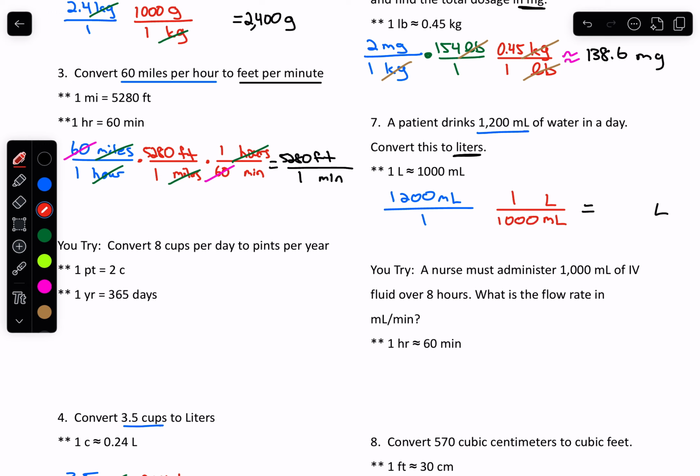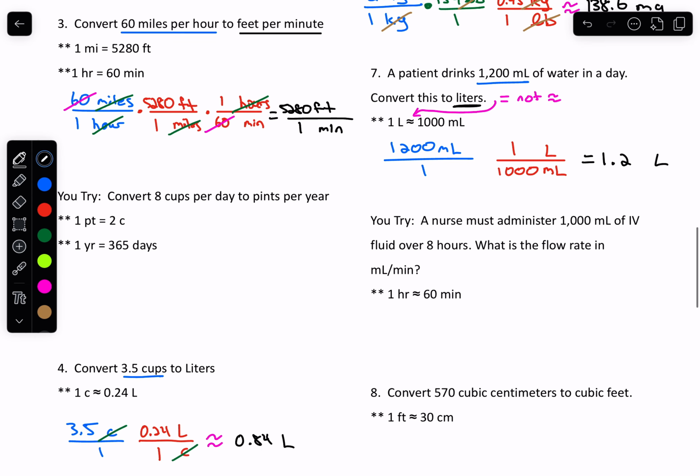This one should not be an approximation. Sorry, that is a typo here. This should be equals, not approximate, because liters and milliliters are both in the metric system, so that one does not need to be an approximation. All right, and then if we do this multiplication, we have 1,200 on top, 1,000 on bottom, so this is going to come out to 1.2 liters is equivalent to the 1,200 milliliters we started with. So just 1.2 liters there.